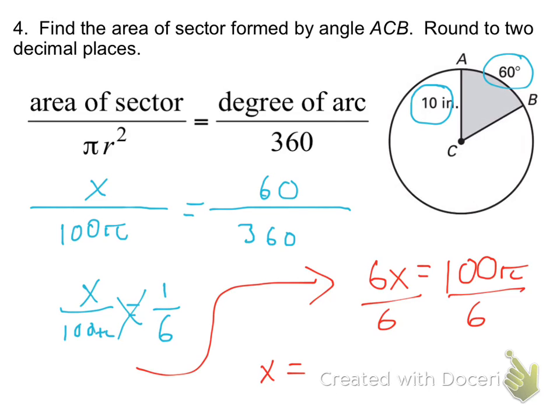If I do terms of pi, I'm just going to reduce 100 over 6 to get 50 over 3, and here's my pi, and we are in inches, so inches squared. Or if I want the decimal version, I can do calculator work to get about 52.36 inches squared.